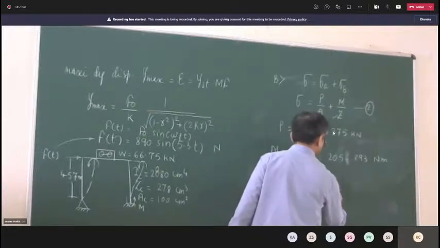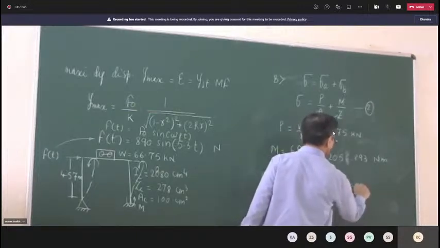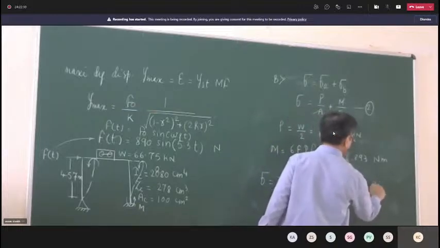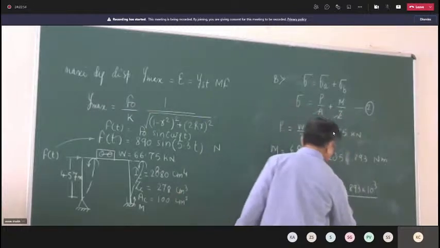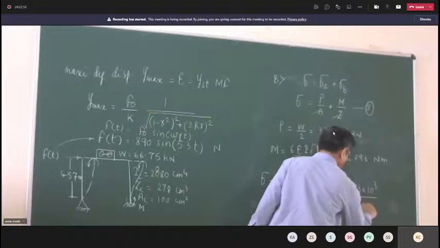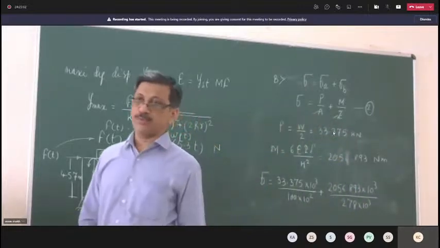plus moment, also you convert it in Newton mm. So 10 raised to 3 divided by Z, 278 into 10 raised to 3. Convert that also in mm cube.